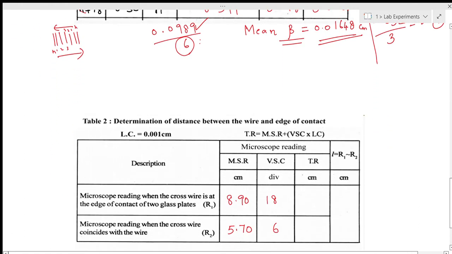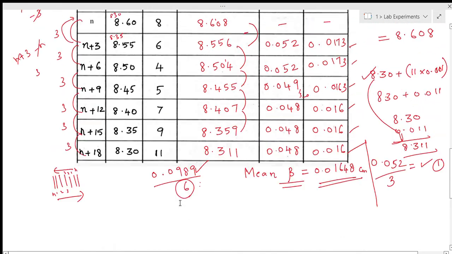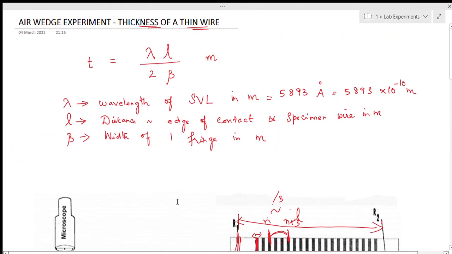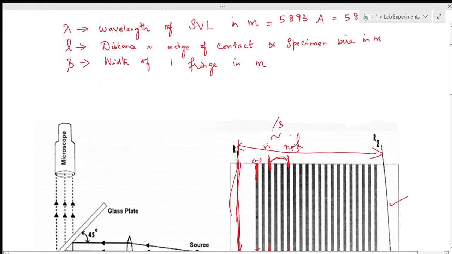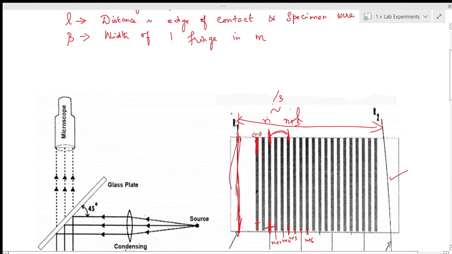Now, in the formula, we have lambda L by 2 beta. Lambda value is provided to you. Beta, just now we have calculated. L is, what is L? The distance between the edge of contact and the specimen wire. Now, during the experimental portion, the vertical cross wire in the eyepiece of the traveling microscope is made to coincide with this edge of contact and the MSR VSE values are taken.